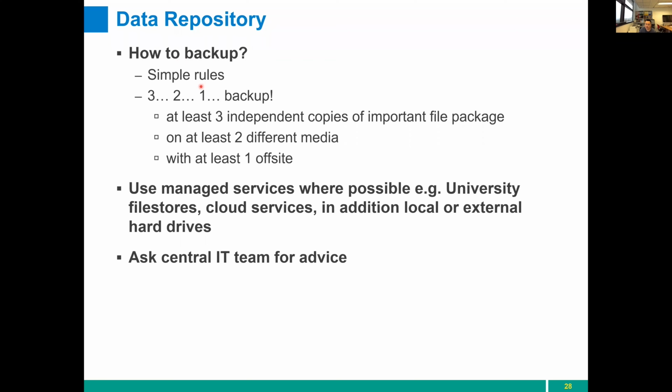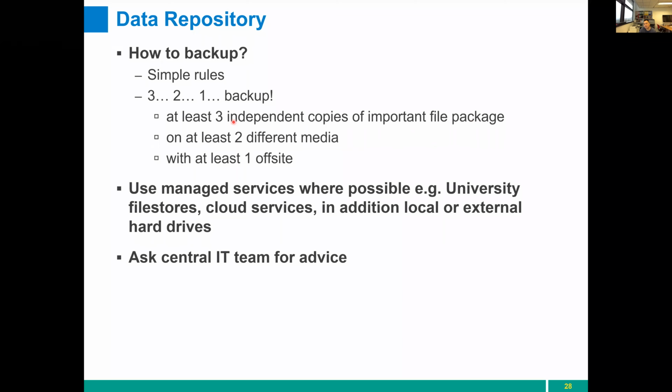I have a simple rule; actually it's not my own, probably other people have similar ones. It's called 3-2-1. What is 3-2-1? You need to have 3 independent copies of important file packages. Really important ones, ones you don't want to lose. If you lose them, you cannot graduate, for example. That kind of importance. So you need to have at least 3 independent copies of the file package.